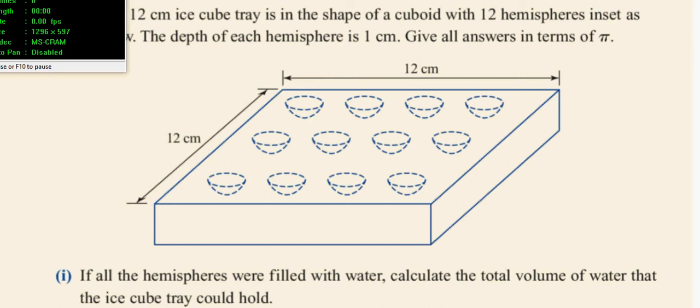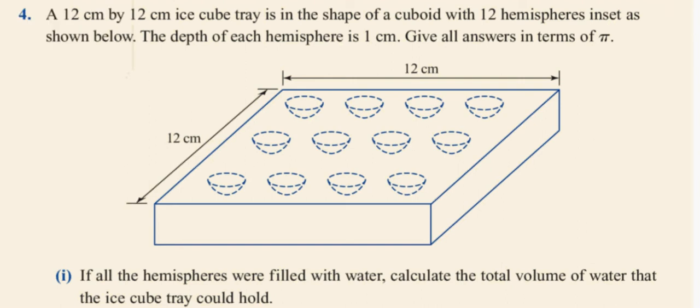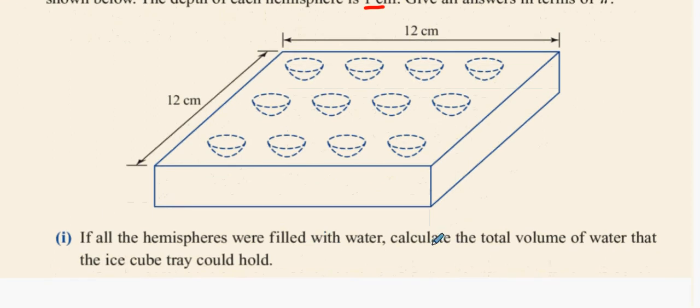We have an ice cube tray, and the ice cube tray is 12 by 12. It has 12 hemispheres inside, as shown below. The depth of each hemisphere is 1 centimeter. Give all answers in terms of pi. If all the hemispheres were filled with water, calculate the total volume the ice cube tray could hold.